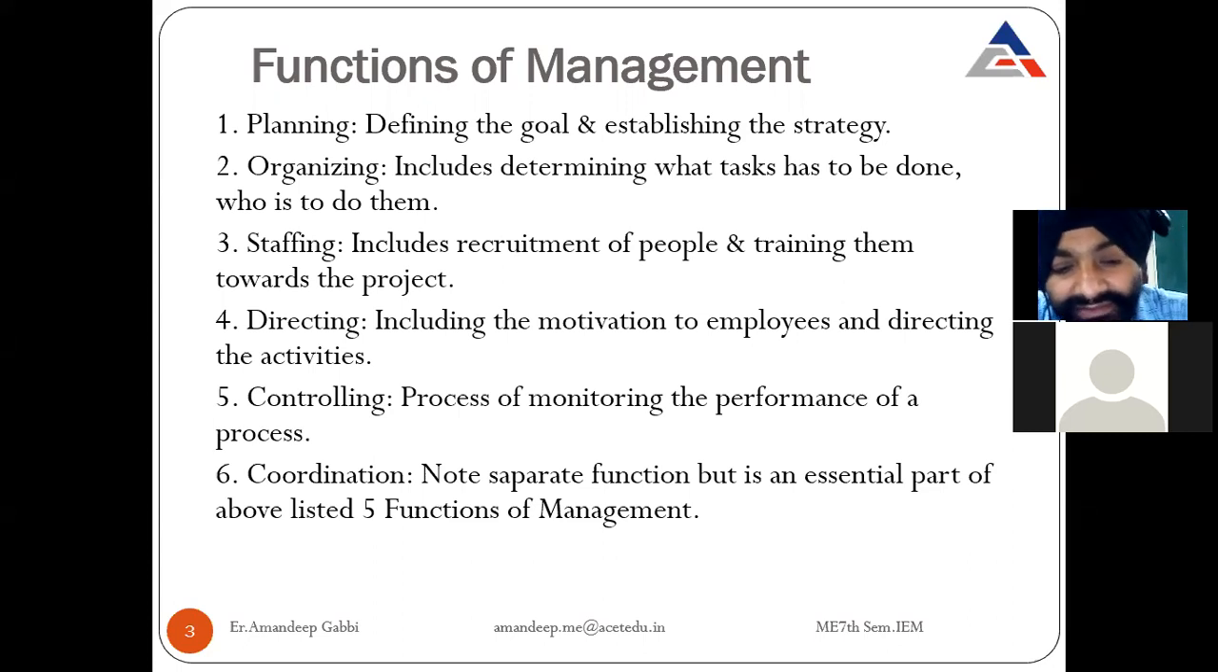Coordination is not a separate function, but is an essential part of the above listed five functions of management.